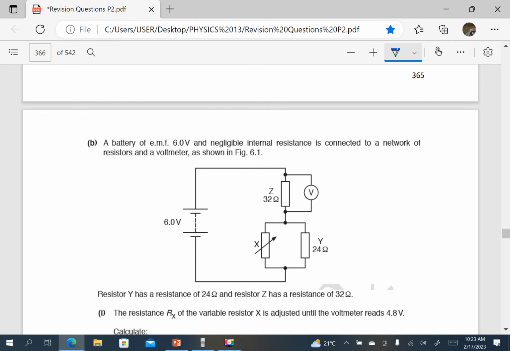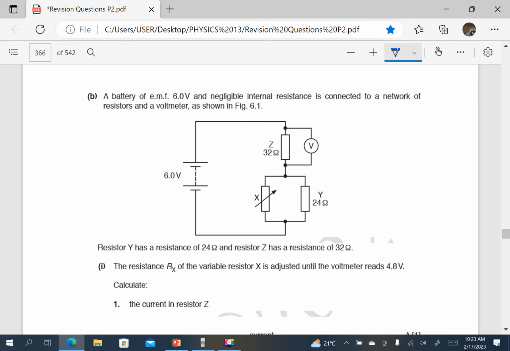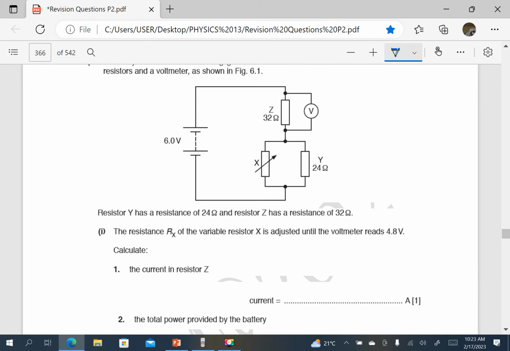A battery of EMF 6 volts and negligible internal resistance is connected to a network of resistors and a voltmeter as shown in the figure. Resistor Y has a resistance of 24 ohms and Z has a resistance of 32 ohms. The resistance Rx of the variable resistor is adjusted until the voltmeter reads 4.8. So the PD across Z is 4.8 volts, which means the PD across the parallel combination should be 6 minus 4.8, which is 1.2 volts.